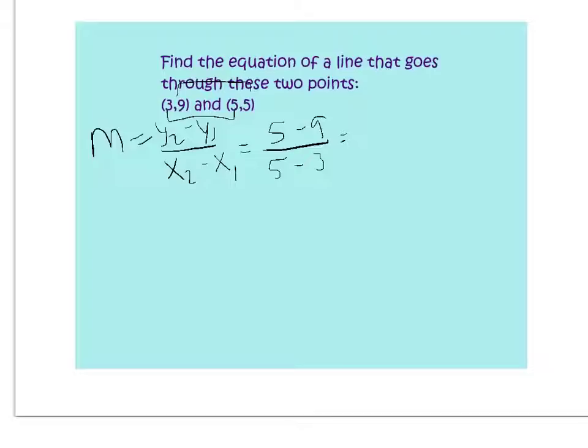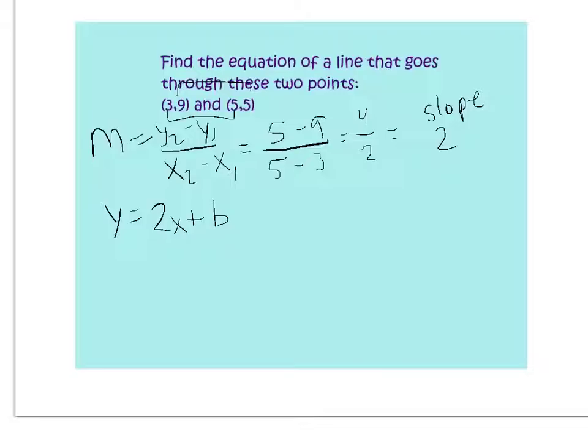5 minus 9 will give us negative 4. 5 minus 3 will give us 2. Reduce your fraction. The slope is negative 2. So if we try to write the equation of our line, y equals negative 2x plus the y-intercept. Oh no, we haven't found that yet. So we'll just fill it in with the b still. But now we know almost everything we need.